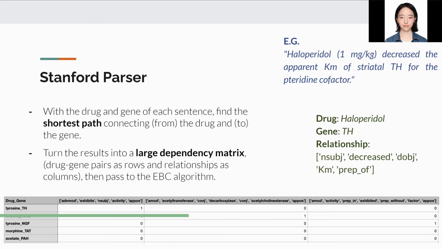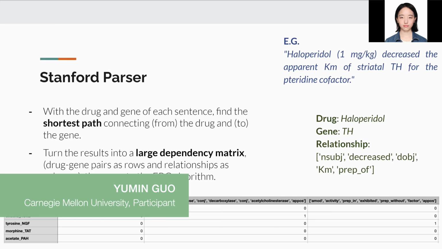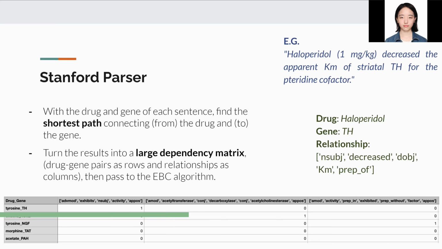On the right is the same sentence as in the last slide. And given the drug name and the gene name, we can find how the 2 words are connected to each other and their relationship with other words, like they're connected to decrease, and decrease is like the KM is the thing that is decreased, and then TH is connected to KM.